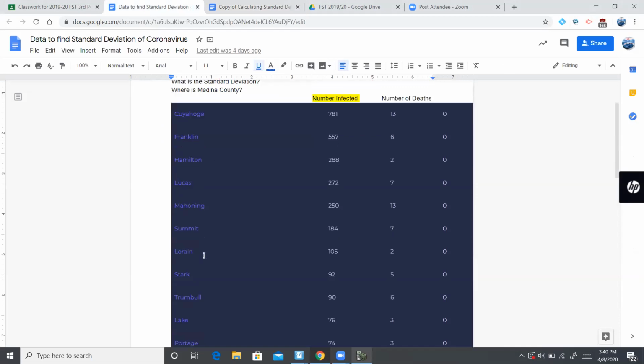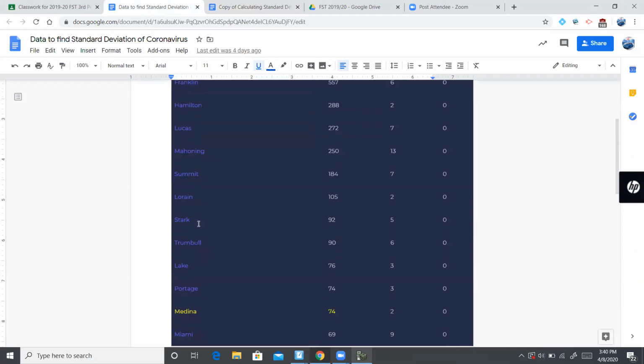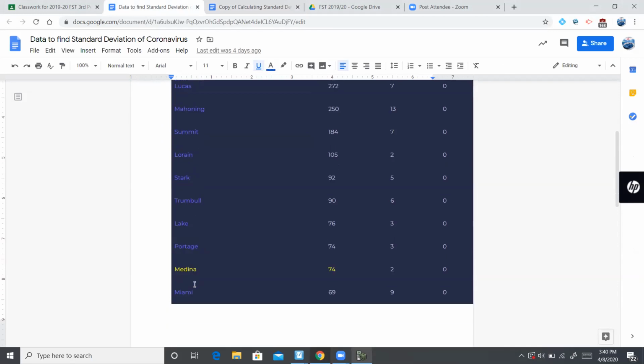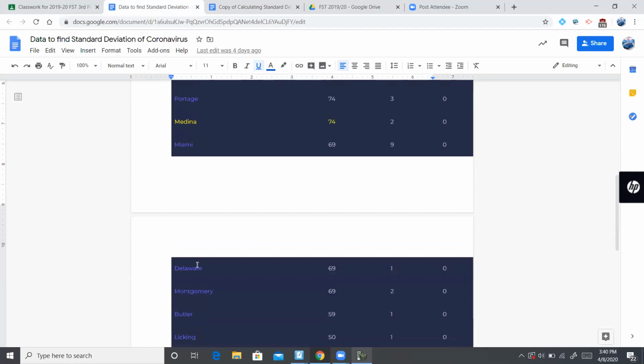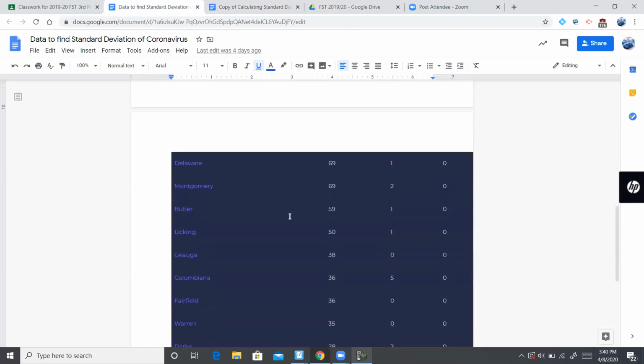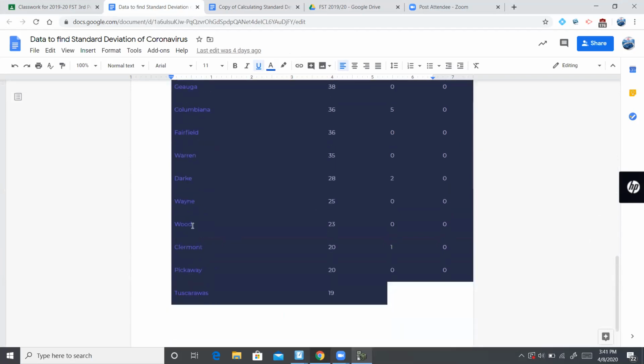And eventually we're going to graph this out in another day here. Medina is at 74, and our standard deviation is 209.067. So what does that all mean? Well, in a couple of days or so, we will find out exactly where Medina compares to all these other counties. Now, mind you, we only went out to Montgomery. We did not do all of these.